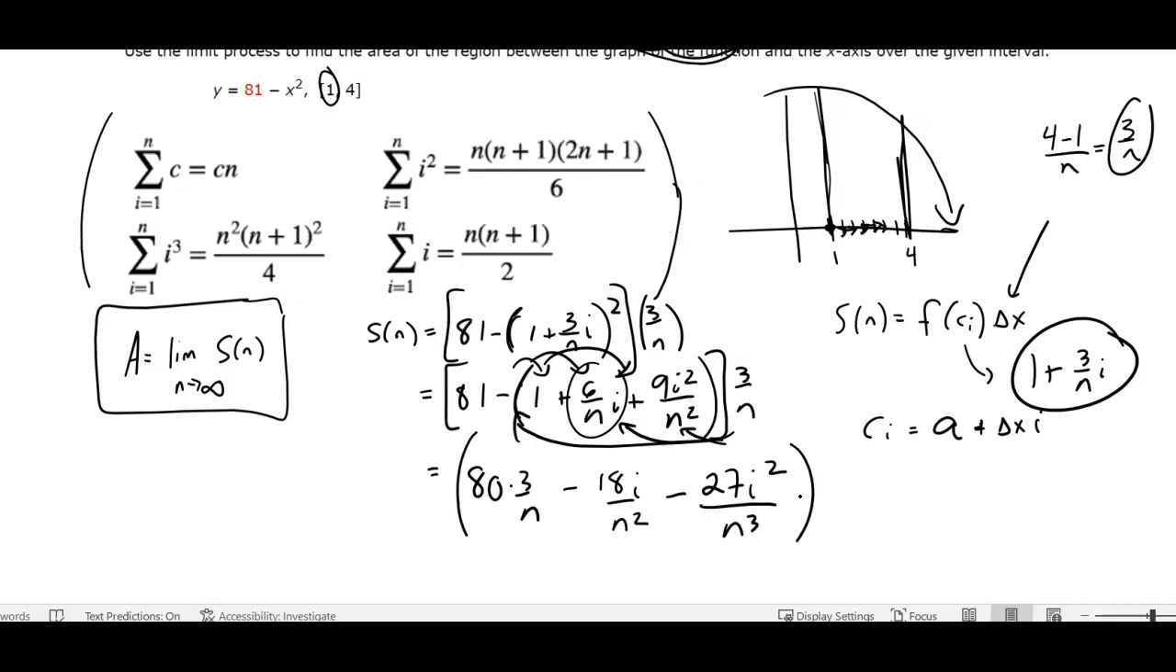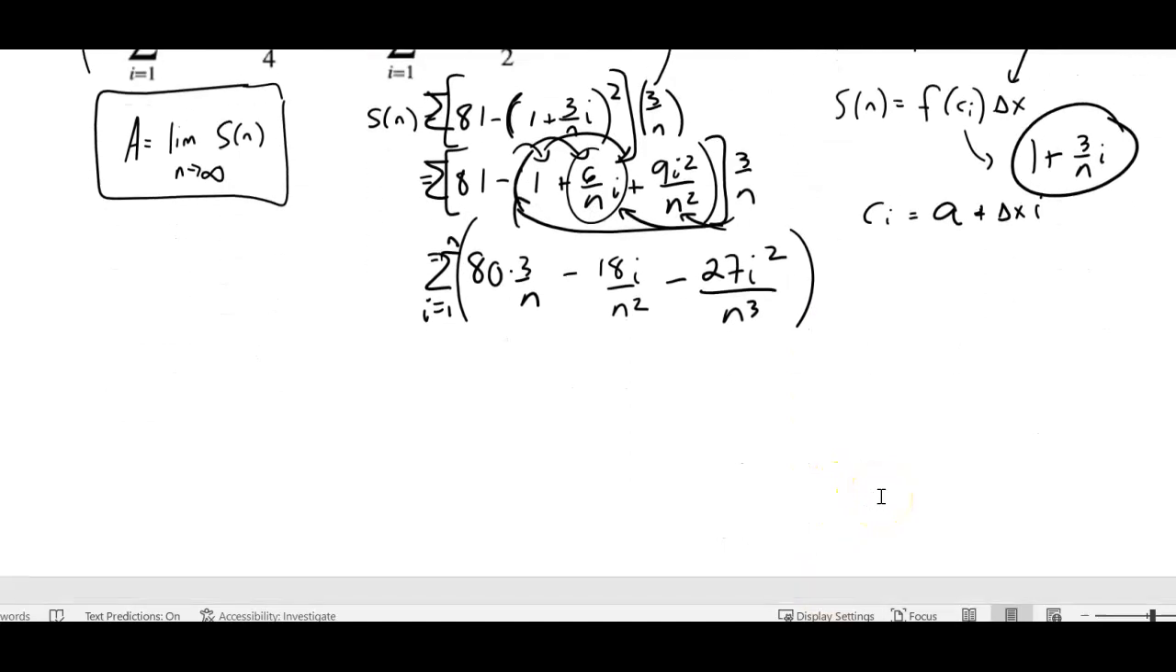Okay, so now what do I have to do? I've got to take the limit as n goes to infinity for that guy, right? Oh, sorry, my sum should have a sum in it. Try that again. Sum as i goes from 1 to n. Okay, so I was missing that.